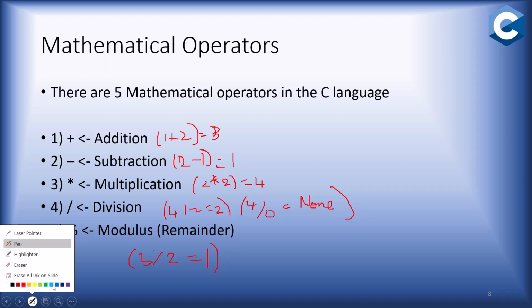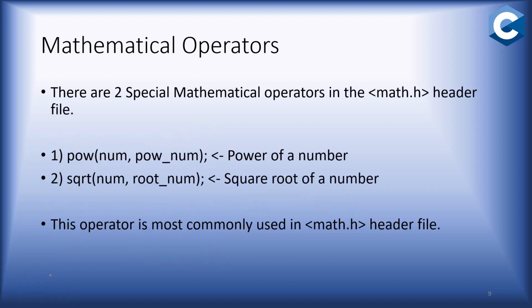Let's talk about two special functions, POW and SQRT. Can anyone guess what they might do? Great guesses. POW stands for power and SQRT stands for square root. These functions help us crunch numbers in unique ways. Let's see them in action.